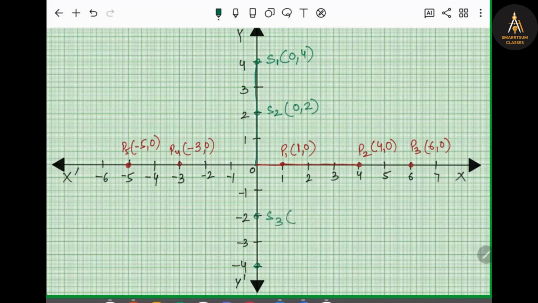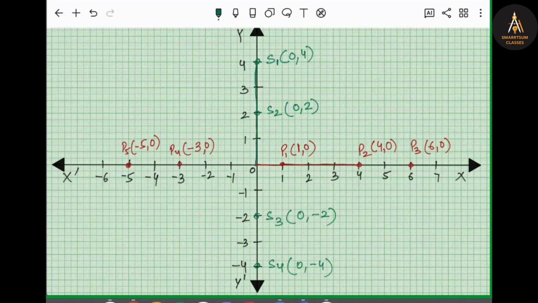Similarly, for this point S3, what is it? S3 will be 0 comma minus 2. Similarly, S4, what are the coordinates of point S4? 0 comma minus 4. So you can see all the points which are lying on the y-axis, S1, S2, S3, S4. These are the points lying on the y-axis, and they have x coordinate 0.